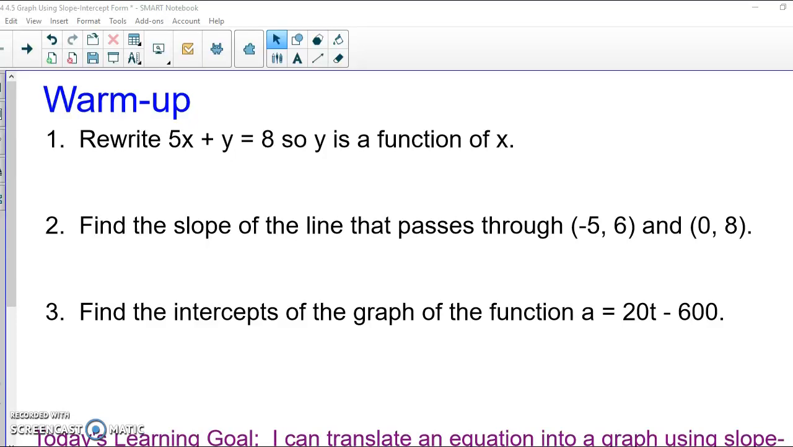Hi, Algebra. Today we're going to look at section 4.5. So we are going to graph using slope-intercept form.